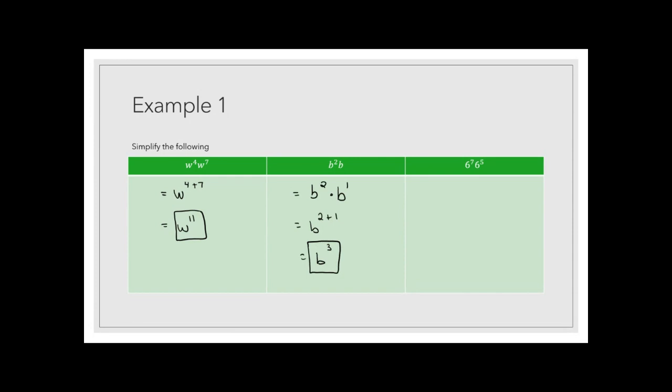So if you see something without an exponent, you're always allowed to give it an exponent of 1, and then that will allow you to see that you add those together.